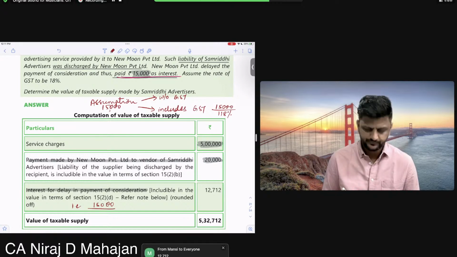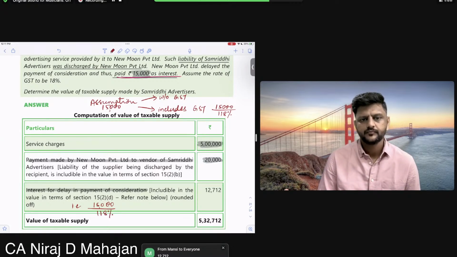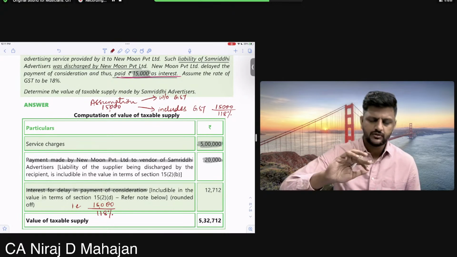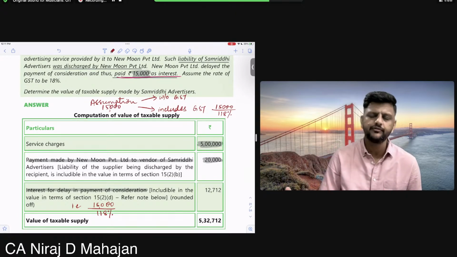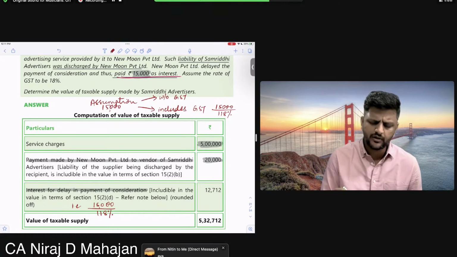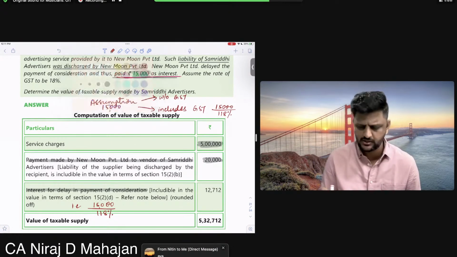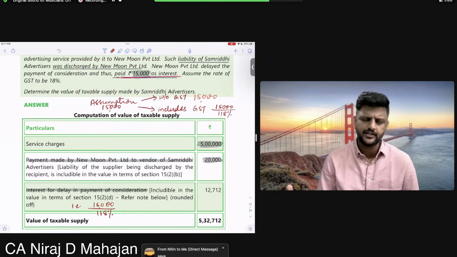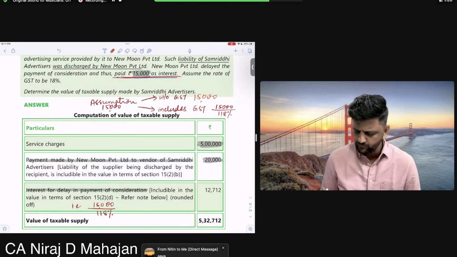Did you get it or not? Okay. Then the amount is 12,712, on that if I add GST it comes to a total of 15,000. Or the other assumption is what? 15,000 is only pure interest, no GST. So 15,000, and on that I may charge 18%. So here both the assumptions are okay.